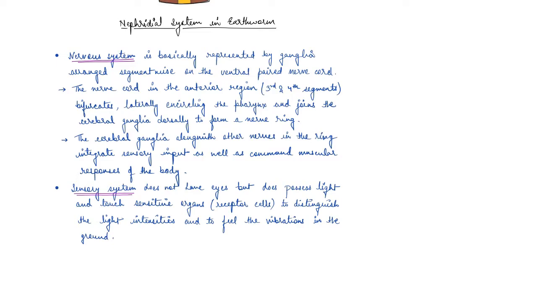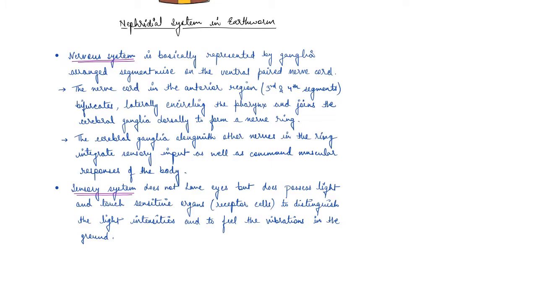Now the cerebral ganglia along with other nerves in the ring integrate sensory inputs, so that basically integrates all the inputs into the body to which the body responds. It integrates sensory input as well as commands the muscular response of the body towards those inputs.